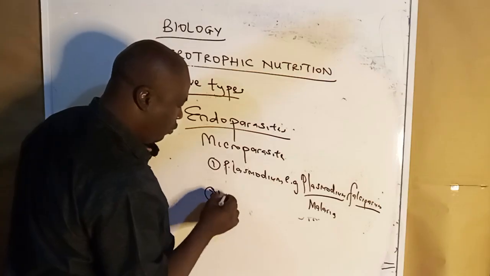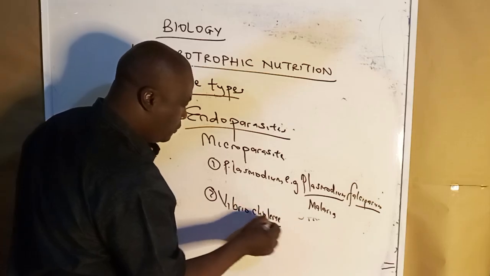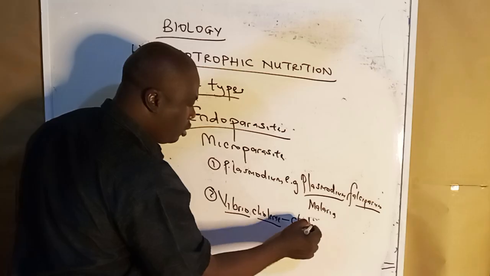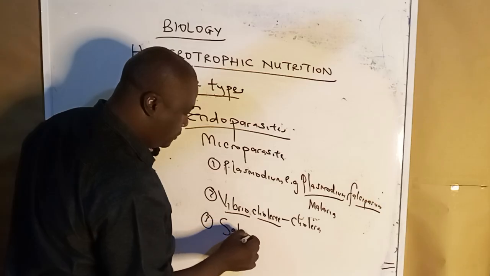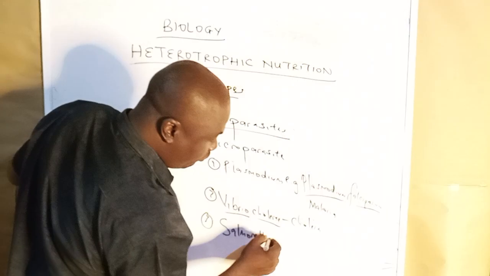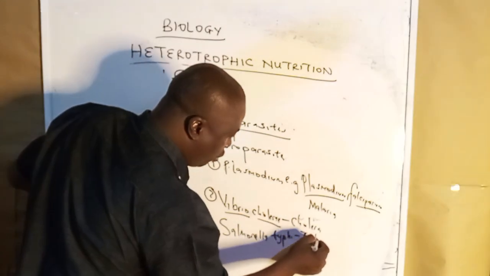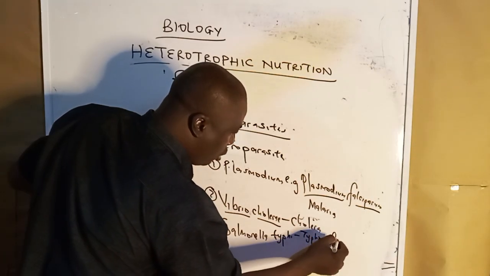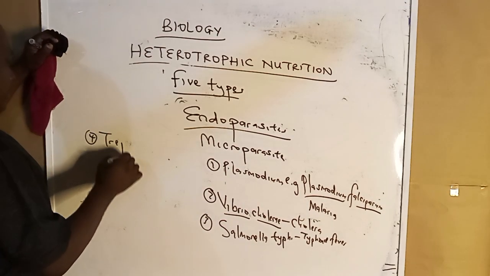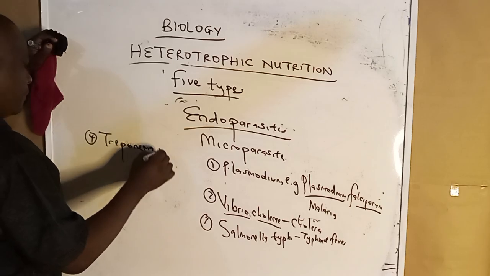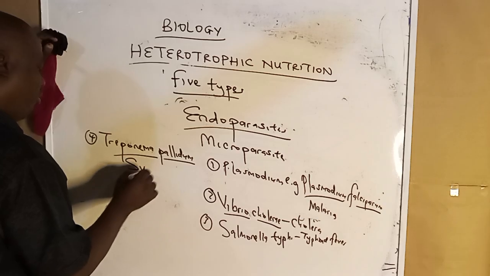Number two, we have Vibrio cholerae. This causes cholera. Number three, we have Salmonella typhi. This causes typhoid. We also have Treponema pallidum. This causes syphilis. Syphilis is a sexually transmitted disease.